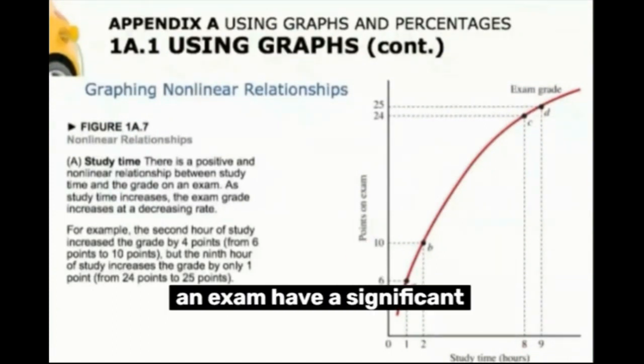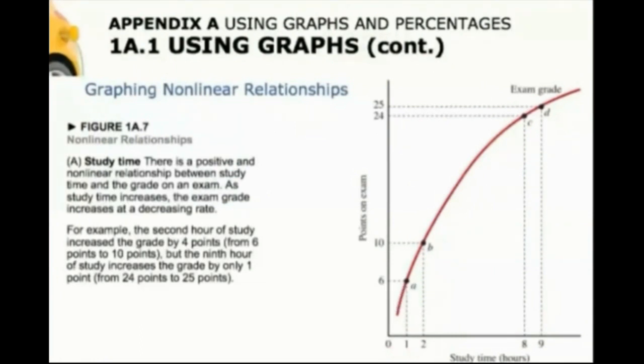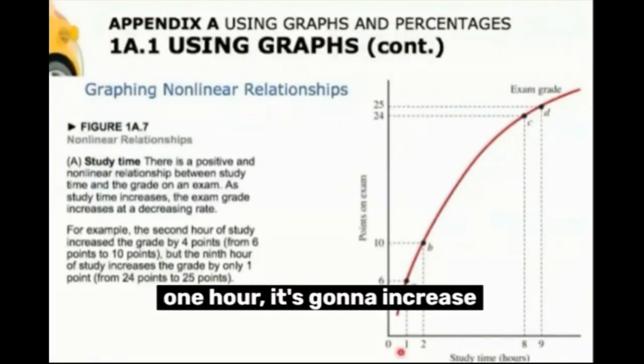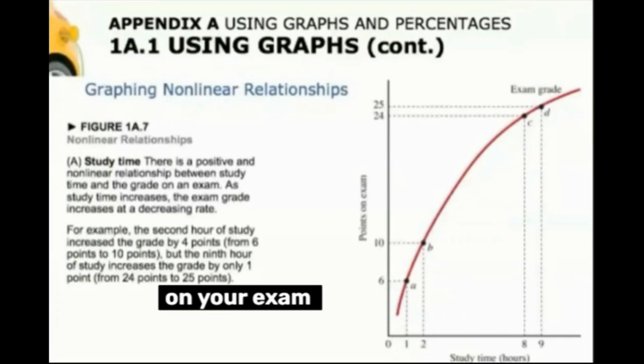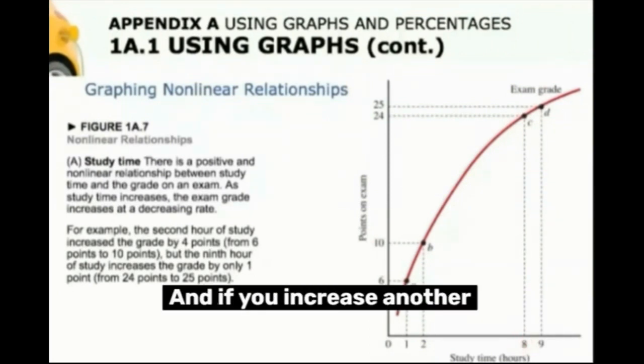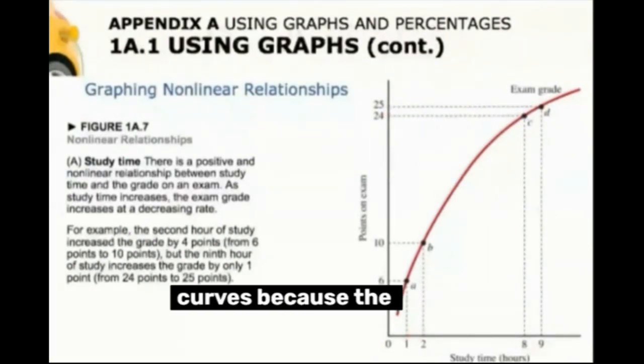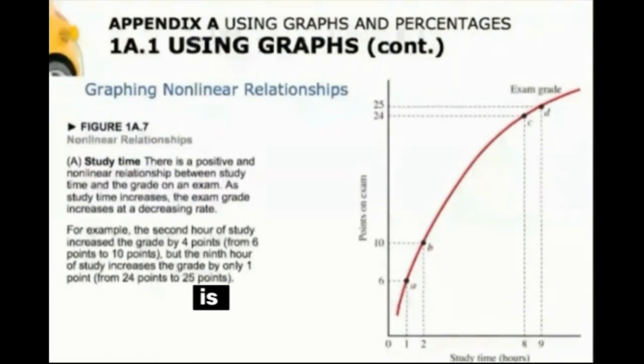Well, the first couple hours that you spend studying for an exam have a significant impact on the number of points you earn. So if you decide to study a second hour instead of 1 hour, it's going to increase your production, or the points on your exam, by 4 points. Once you've already studied for 8 hours, you've already learned a good deal of the subject, and if you increase another hour, then the impact on your points might not be as large as it was for the first couple of hours. This would be a nonlinear curve, because the effect of study time on points is not constant as you increase your study time.